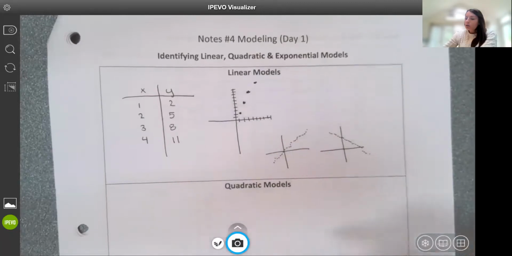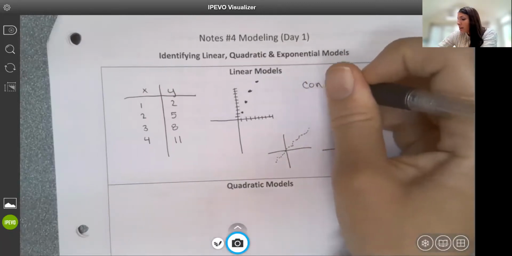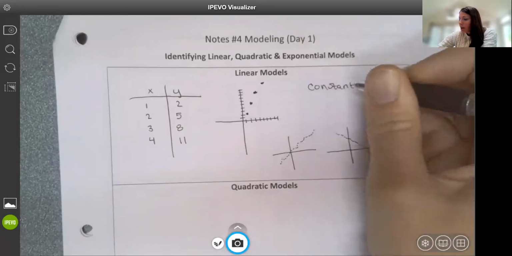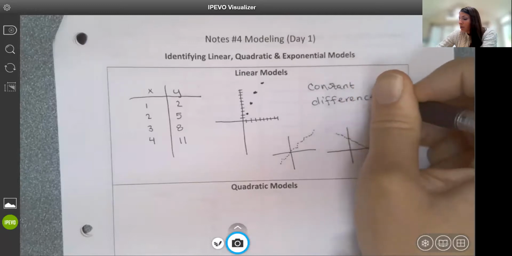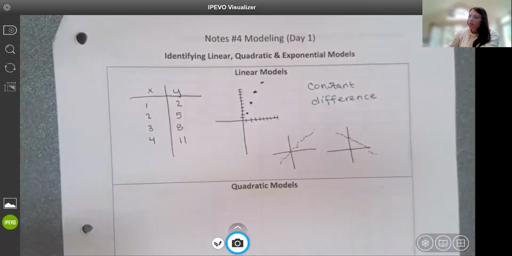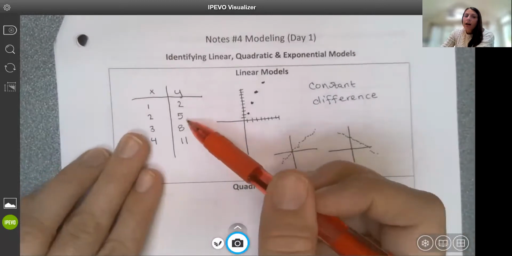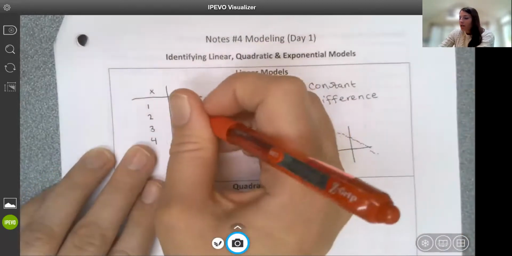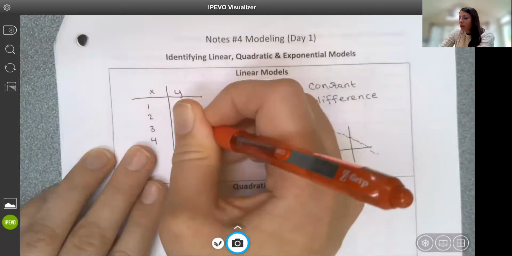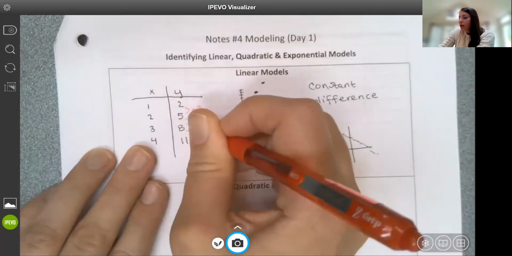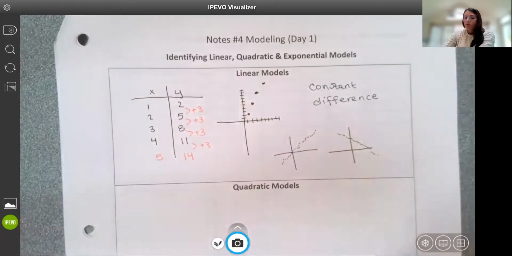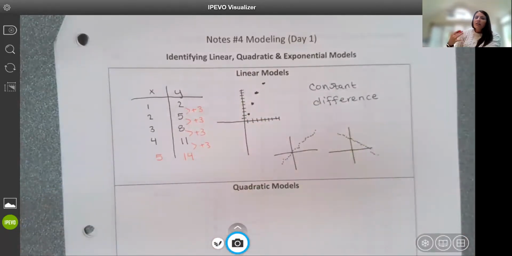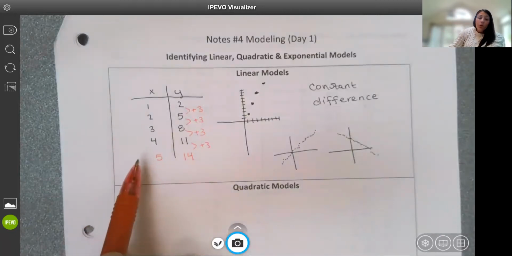So if we're trying to identify from a table whether we have linear, quadratic, or exponential, when we look for linear, what we're looking for is a constant difference. From the table, it should be pretty constant how it's increasing or decreasing by. So I can see +3, +3, +3, and I could maybe predict that the next point would be 14. There's this constant difference happening as X increases by 1.